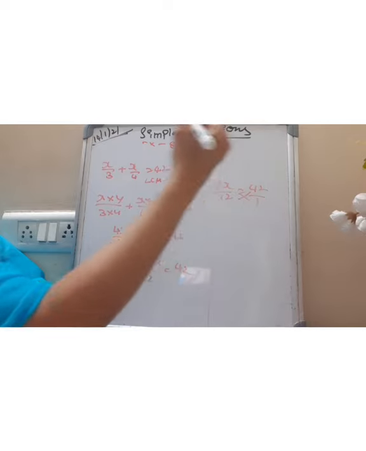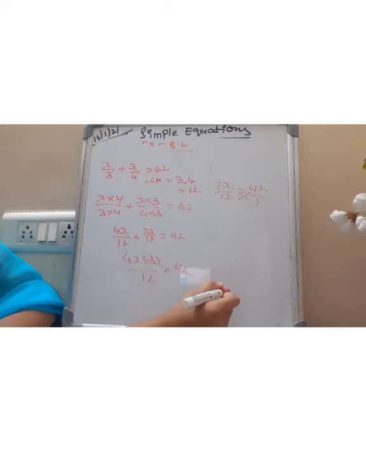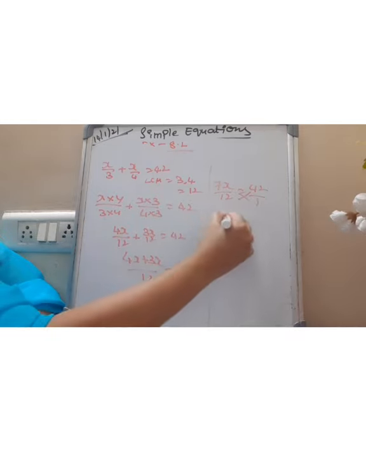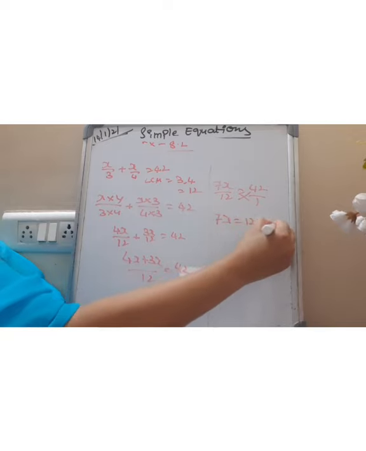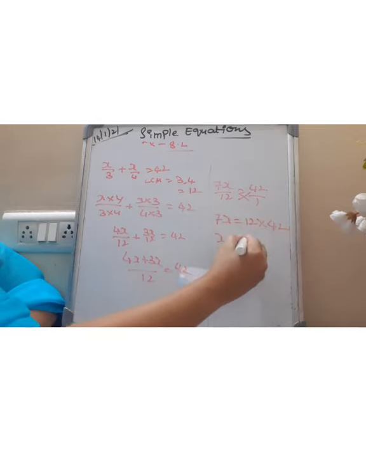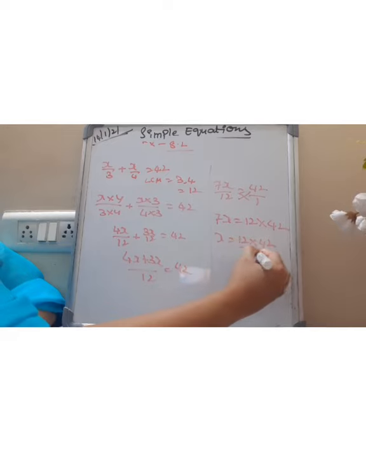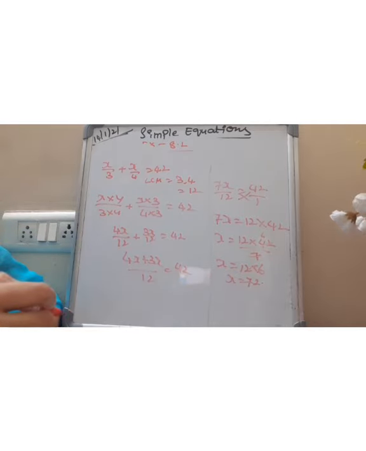Again we'll go for cross multiplication. I told you whenever you have fractions, please go for cross multiplication. 7x is equal to 12 into 42. x is equal to 12 into 42 by 7. 7 ones are 7, 7 sixes are 42. x is equal to 12 multiplied by 6. x is equal to 72. Am I clear, children, everyone? I hope it is clear to all.